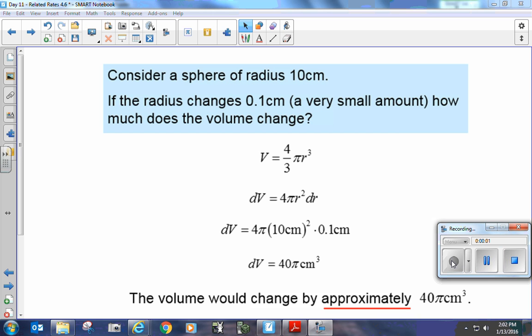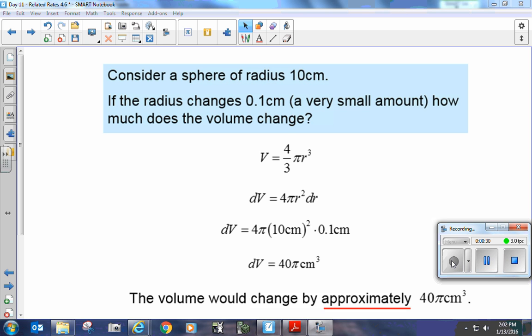So consider a sphere of radius 10 centimeters. This is not in your notes, so we will just explain this part from yesterday. If there's a radius change of 0.1 centimeter, which is a very small amount, how much was the volume change? Well, we take the derivative of our volume. We get 4 pi r squared dr, because the derivative of r cubed is 3 times r squared dr.